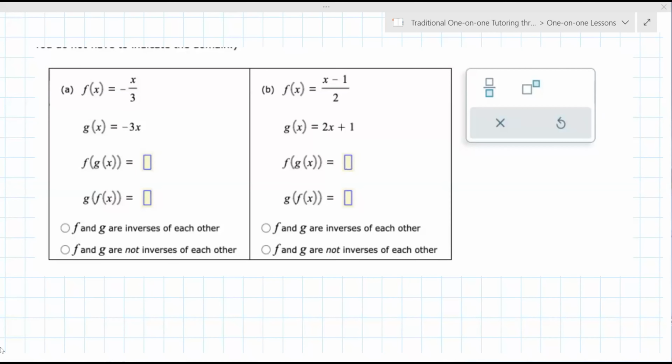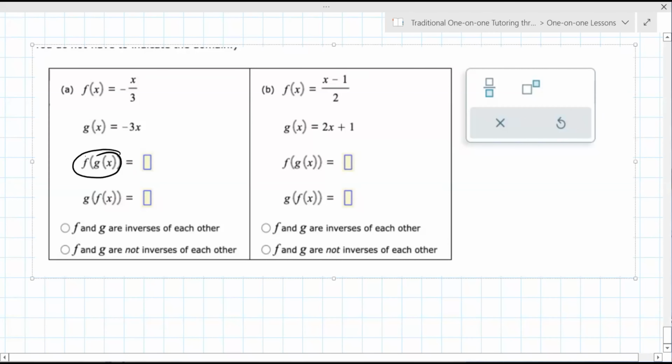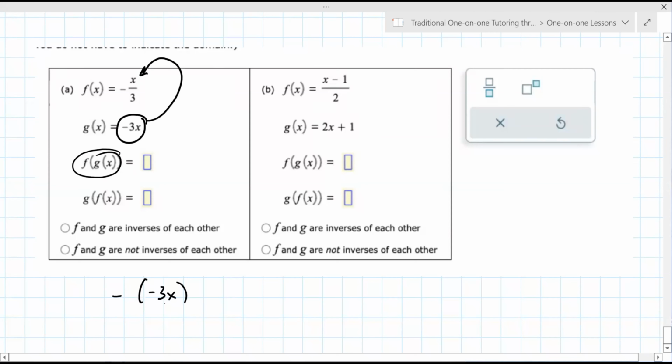Always another click. Let's not do the whole find-the-inverse process. Let's just do what it's asking for here. It's saying take g of x and put it in for x. So that means minus, and then instead of x, minus 3x over 3. When I substitute, I always do it in parentheses. So the two negatives cancel. That becomes positive 3x over 3, which becomes just x.